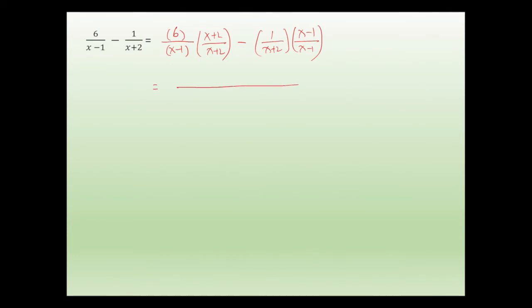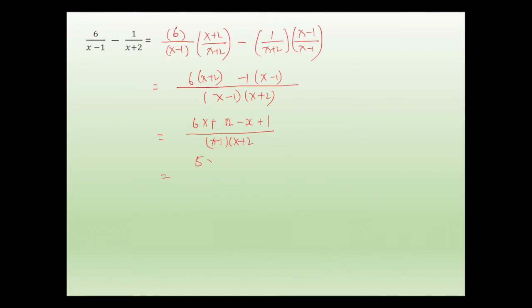Alright, therefore, we now have the denominator x minus 1 times x plus 2. And then, for this term, the numerator is 6 times x plus 2 and minus 1 times x minus 1. We now have 6x plus 12 minus x plus 1 over x minus 1 times x plus 2.